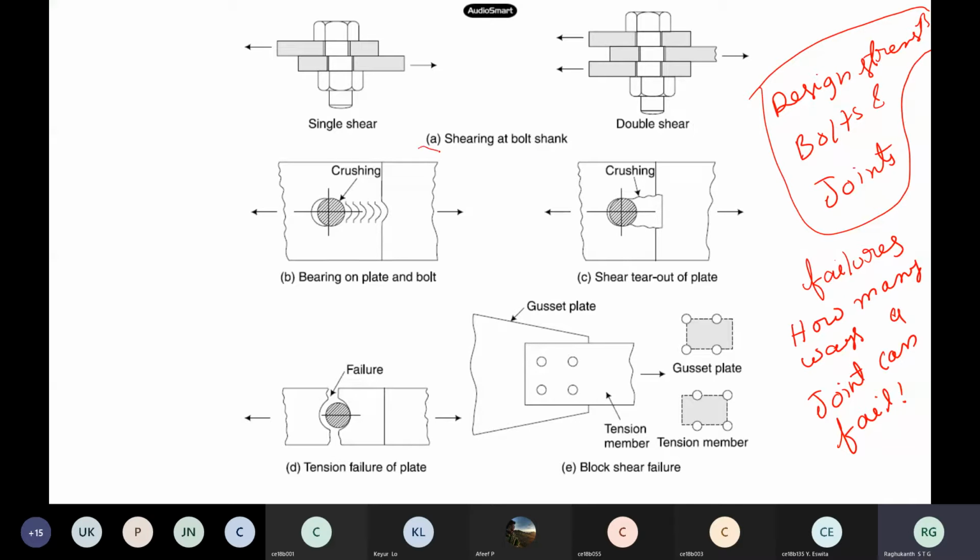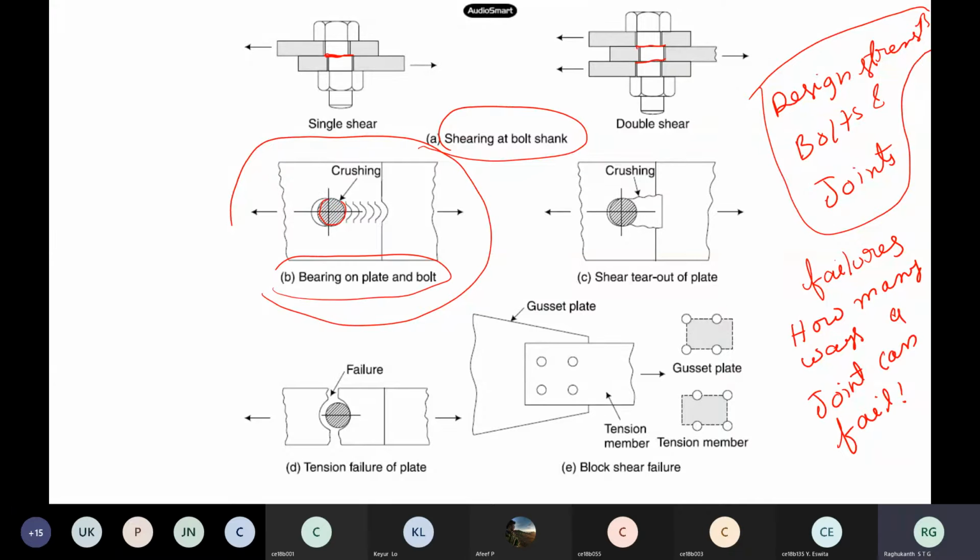One is shearing happens. So in this portion you can see the bolt has just sheared off. If it is a double cover butt joint, you will be having two shear planes. This is what we call the shear failure of the bolts itself. Then we can have bearing failure also, where the compressive strength of the bolt will get exceeded. So automatically you see this bearing happens. This is what we call a bearing failure.